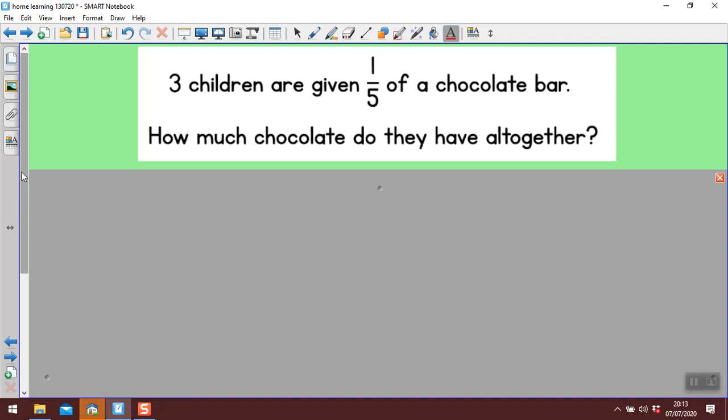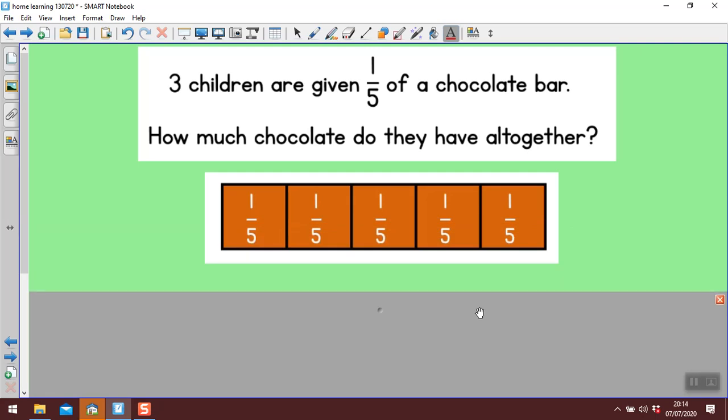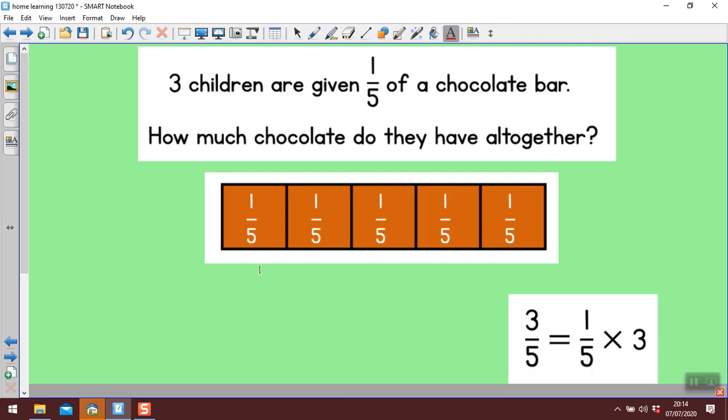3 children are given 1/5 of a chocolate bar each. How much chocolate do they have all together? So there's 3 children, one of them gets a 1/5, another one gets a 1/5, and the other one gets a 1/5. Here's the chocolate bar. We've split it into 5 equal pieces. There's 3 children and they each get a 1/5. So one child gets this, one child gets this, and one child gets this. So how much chocolate do they have all together? 3/5, which is 1/5 multiplied by 3, or 1/5, add 1/5, add 1/5.